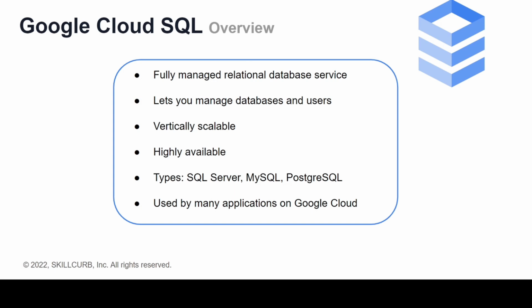Google Cloud SQL instances are vertically scalable, meaning that you can easily increase the hardware capacity of the instance. A Google Cloud SQL instance consists of a primary instance and a standby instance. So in case of an instance failure, the standby instance takes over as the primary instance. This ensures high availability. Google Cloud SQL can be used with SQL Server, MySQL, and PostgreSQL. Many applications running on Google Cloud use Cloud SQL for their database needs.